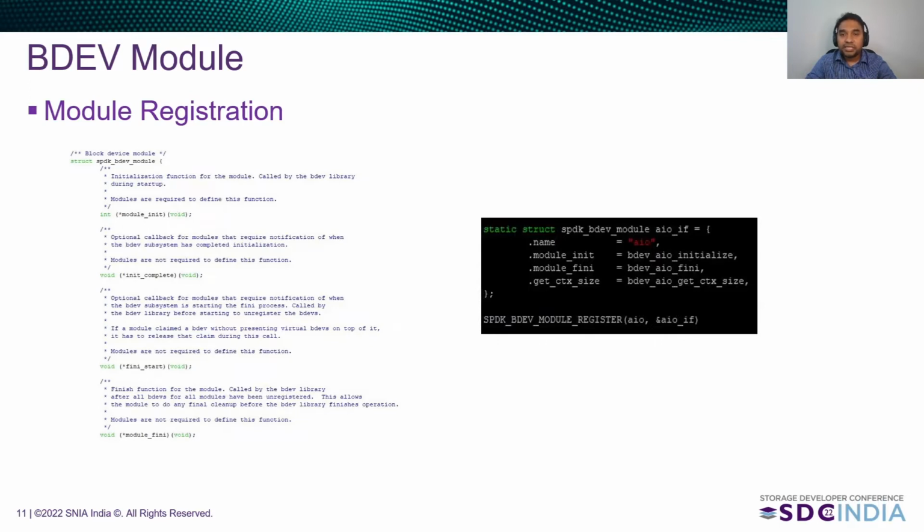Image on the right shows the sample code from the AIO BDEV module. The module is registered to the SPDK stack by calling the macro module register with the pointer to a SPDK BDEV module structure that is initialized with the function pointers.